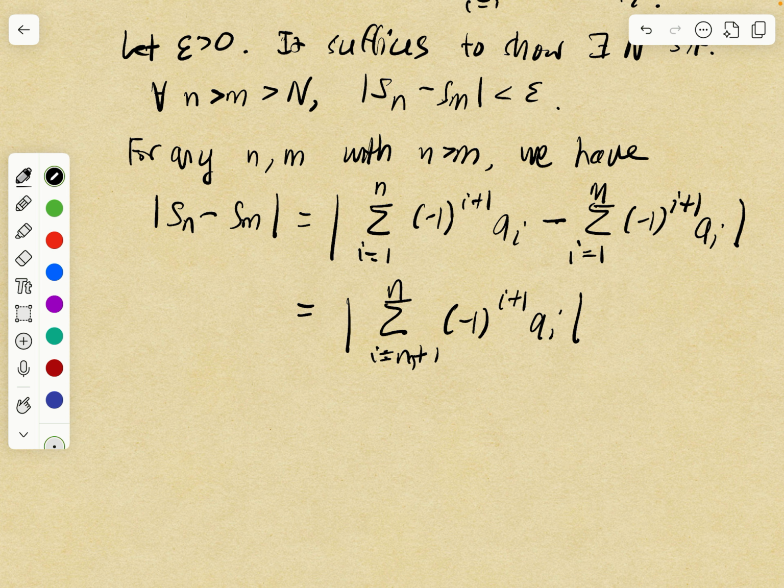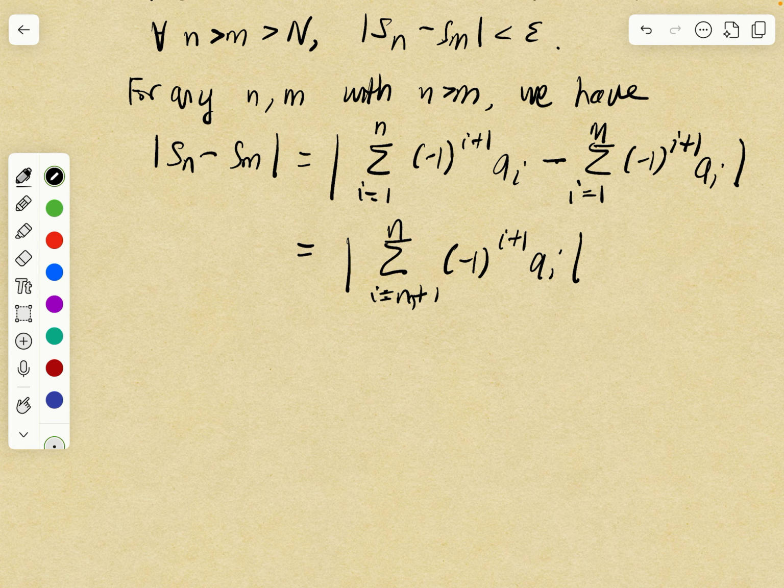Okay, now there's slightly annoying notation because depending on what m and n are, you might have a coefficient of negative 1 in front of the a sub i's, right? So one way to handle this is to break this up into several cases. So for instance, you could use case 1.